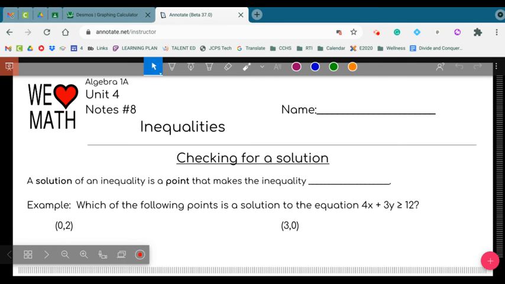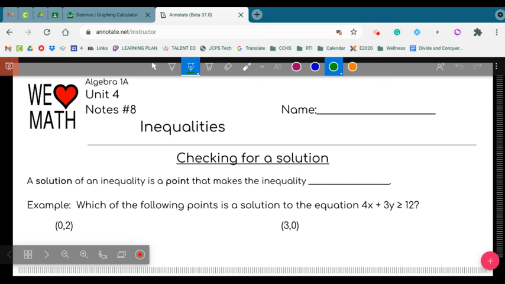Okay, today we're going to do Unit 4, Notes number 8, which is graphing inequalities. Graphing inequalities is super similar to graphing in standard or y equals mx plus b form. But with this, our line could be solid or dashed, and we have to shade either above or below the line. So those are the only two differences.